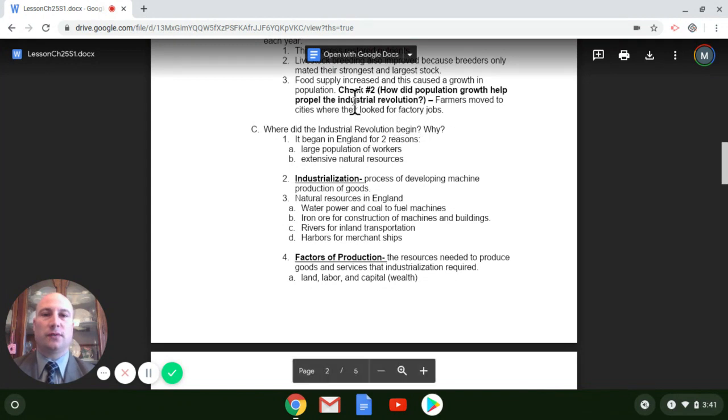This increased the food supply, and anytime that we've talked this year, when you increase the food supply, it also leads to a possible growth in population. Now, the check number 2 question here for understanding: how did population growth help propel the Industrial Revolution? Well, farmers began to move to cities where they looked for factory jobs. Because of a lot of those farmers losing their farms, having to become tenant farmers, they began to fulfill jobs in factories, making t-shirts, making cloth, making tools, things of that nature.